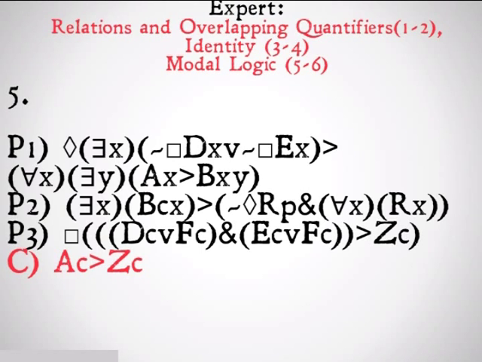Premise 3, it's necessary that C is a D or C is an F, and C is an E or C is an F implies C is a Z. Therefore, C is an A implies C is a Z. It looks pretty complicated. It's definitely doable, and it's probably doable in fewer steps than the last couple of problems. It just uses those concepts in modal logic that may be a little bit harder to work with.